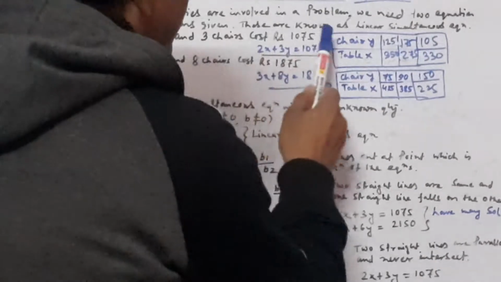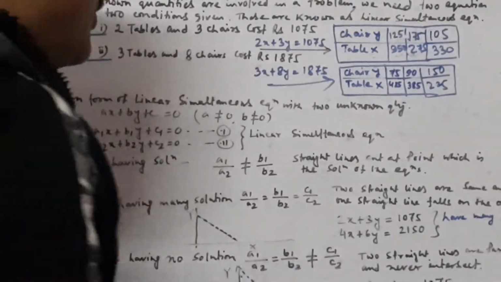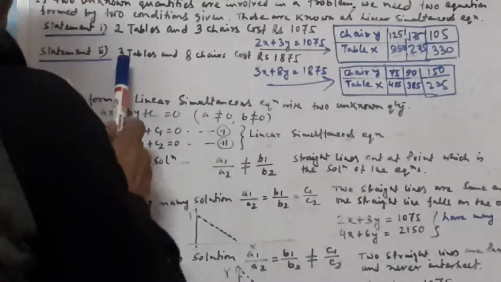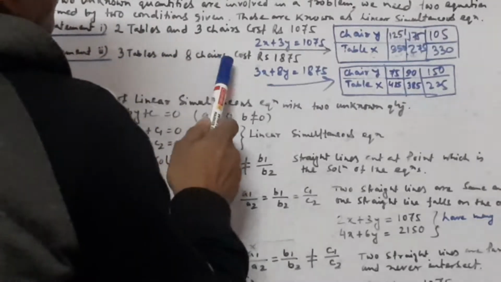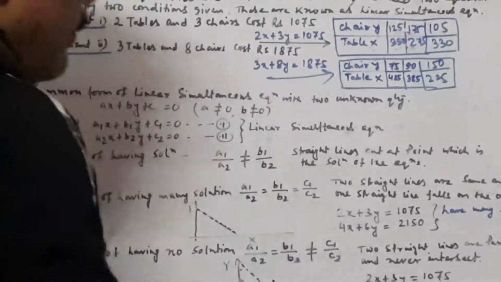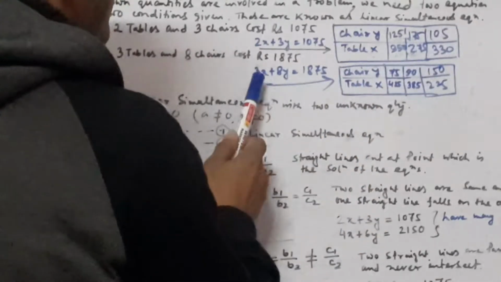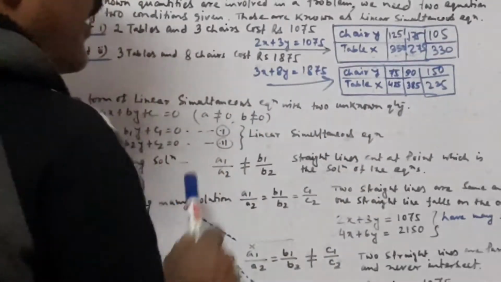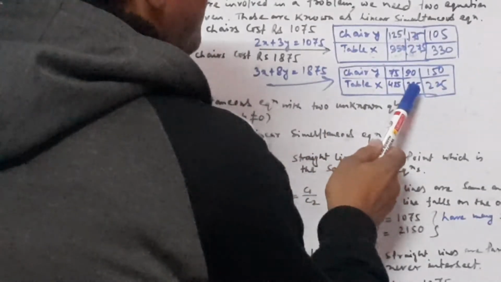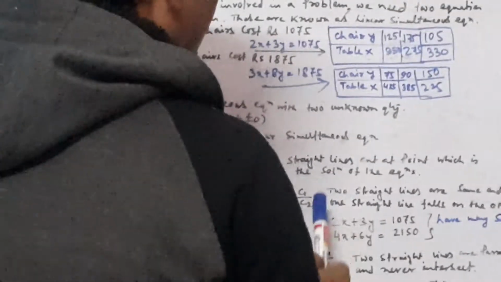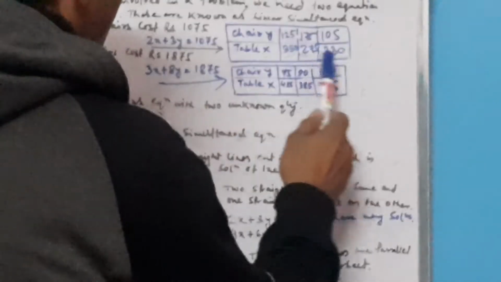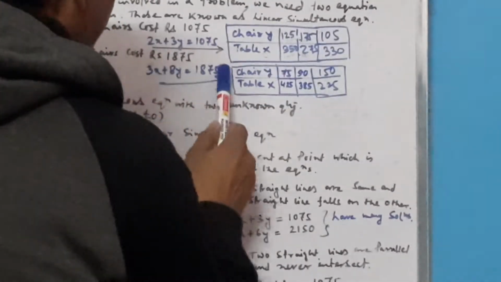But by using this equation only, we cannot get any solution. The second statement is 3 tables and 8 chairs cost rupees 1875. Again, if the table cost is x and chair cost is y, then 3x plus 8y equal to 1875. Again, we will form a different set of points. If x is 425, then y is 75. If x is 385, y is 90. If x is 225, y is 150. Like this, these points will be situated on this line.